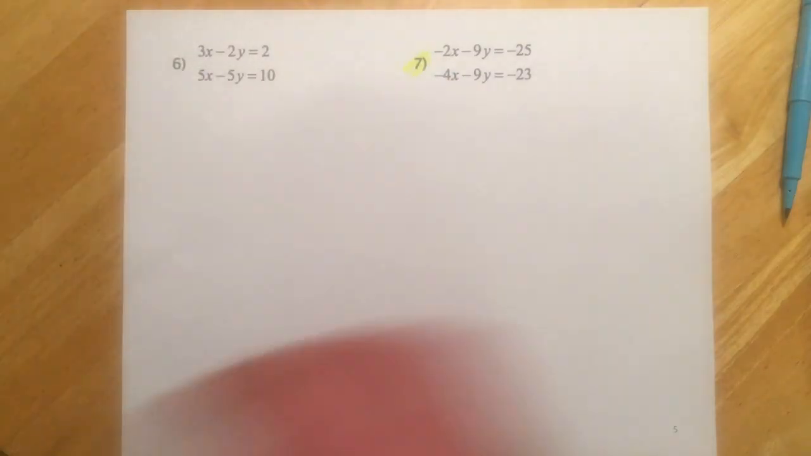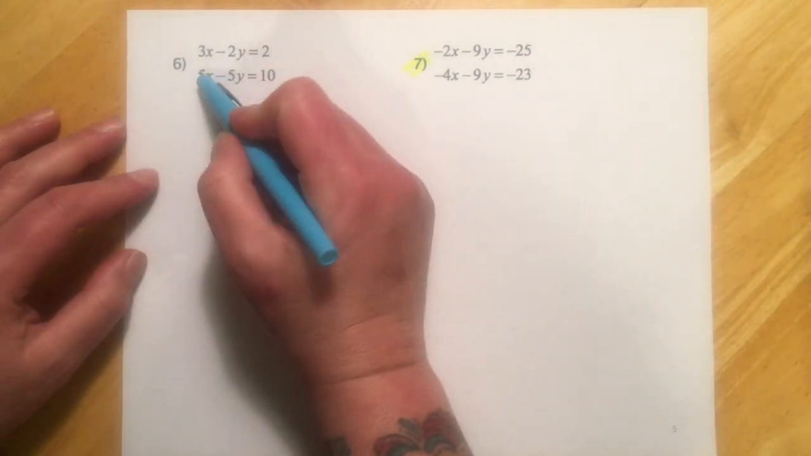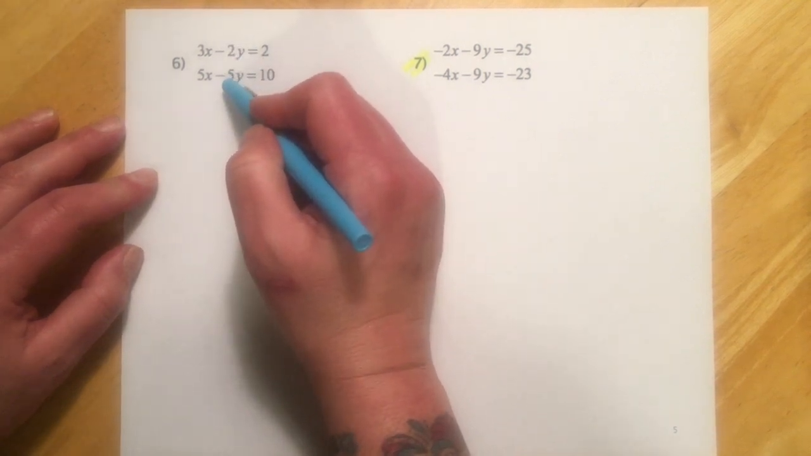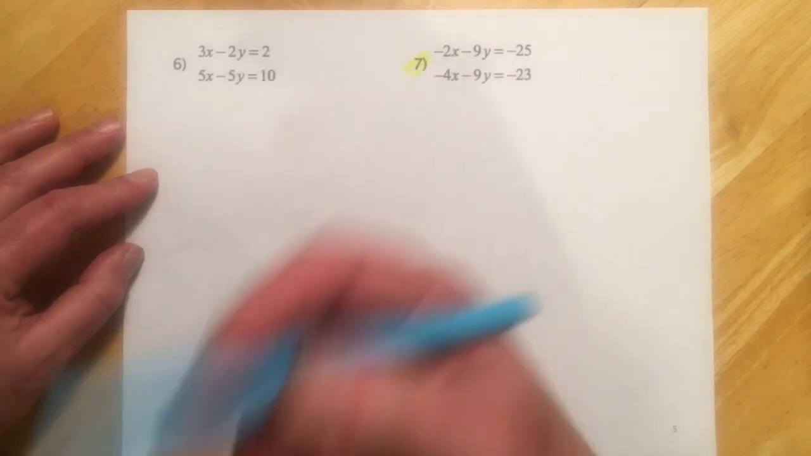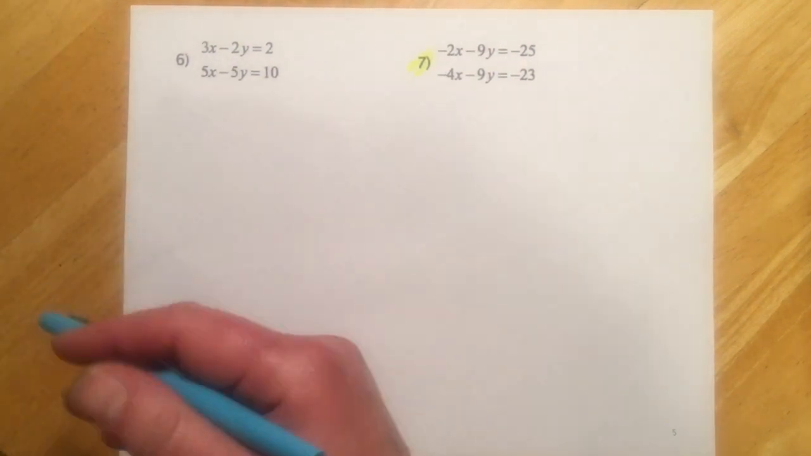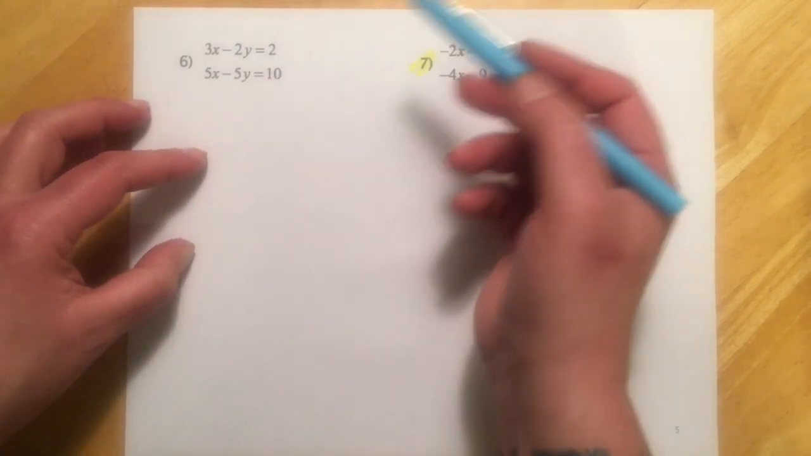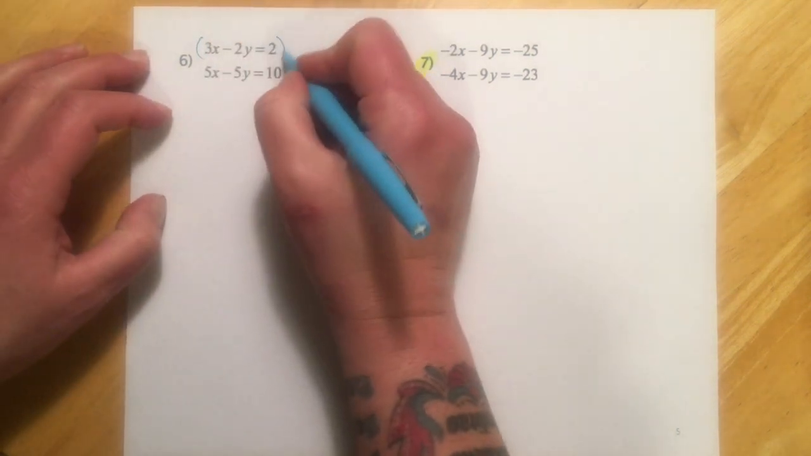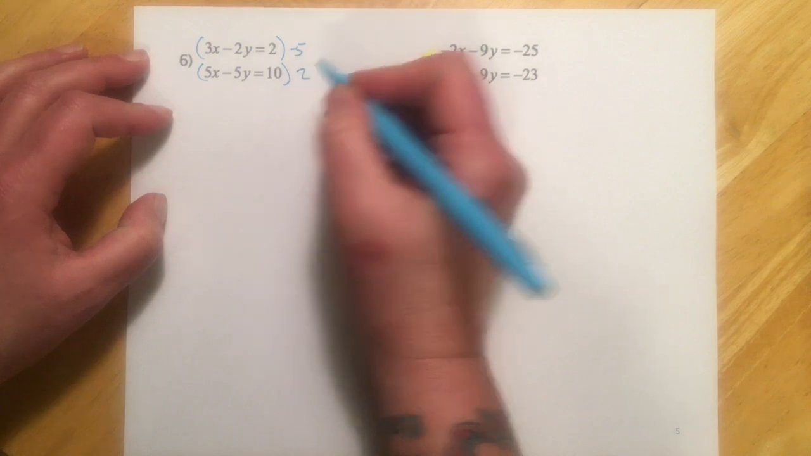For number 6, we have to do a little bit more work. I've got 3s and 5s, and I've got 2s and 5s. I would probably go with the 2s and 5s because they're smaller numbers, and I need to make these the same thing. Again, opposite signs, that's always the goal, so when we add, they cancel. The smallest thing I could do there would be a 10. So I'll multiply the top equation by -5, because that's going to reverse the sign, and the bottom equation by +2.